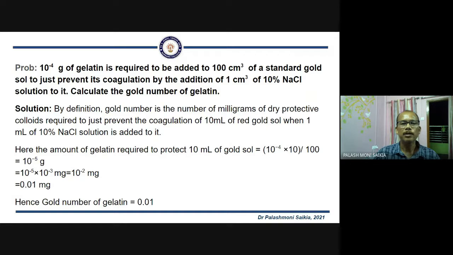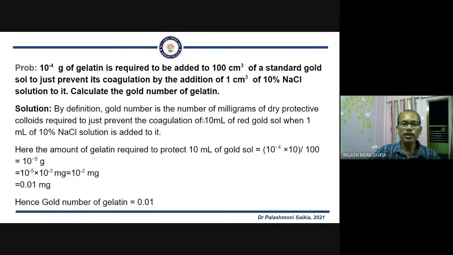Let us see this, which was asked in 2016, I think. I forgot to give the year here. 10 to the power minus 4 gram of gelatin is required to be added to 100 ml of a standard gold sol to prevent its coagulation by adding 1 centimeter cube of 10% NaCl solution. Calculate the gold number of gelatin. So here we have to calculate the gold number of gelatin. And it is said that we need 10 to the power minus 4 gram for 100 ml of gold sol.